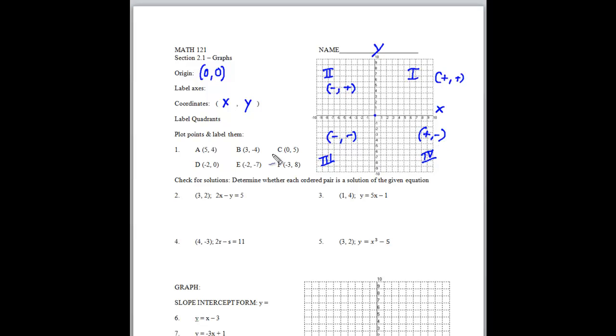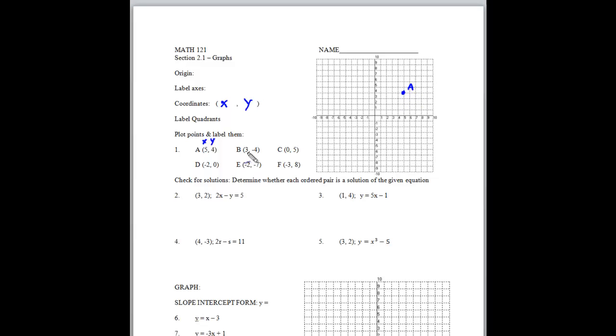Alright, now we are going to plot some points on this graph, so let me clear this off and get my pen again. So remembering that our coordinates are x, y, we would count from the origin to where 5 is on the x and 4 is on the y, and we'd put a dot there. That is the first dot, and we can label it A.